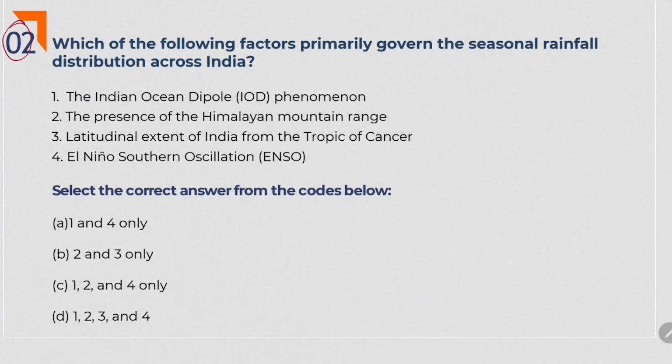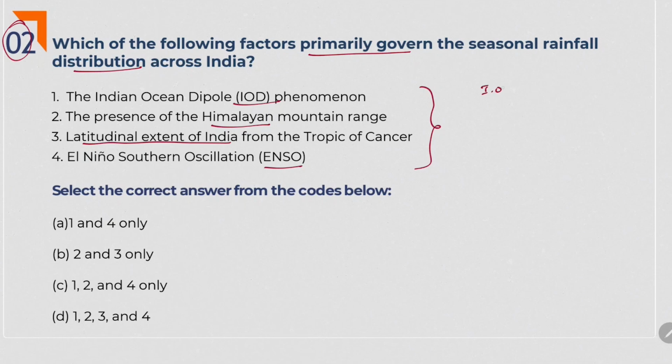Coming to the next question. Which of the following factors primarily govern the seasonal rainfall distribution across India? Indian Ocean dipole, presence of Himalayas, latitudinal extent of India from the Tropic of Cancer, El Nino Southern Oscillation. See, especially for geographical questions like this, I'll tell you one important tip. At a broad level, each and every phenomenon has some or other effect on the climate.